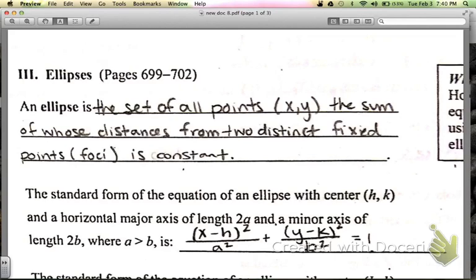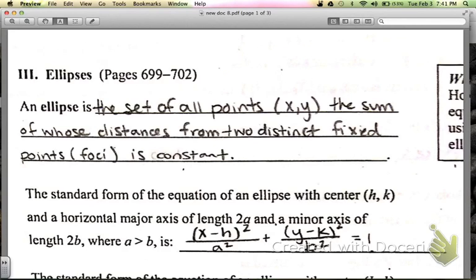So an ellipse, hopefully you learned about before, it's the set of all points x, y, the sum of whose distances from two distinct fixed points or foci is constant. So it looks kind of like this, where there's two foci here and the sum of their distances together is constant. Like if you took a rubber band and put it around both of those points, it would always be the same sum, no matter where it was. So the length of the string or the length of the rubber band would be the same the whole time.